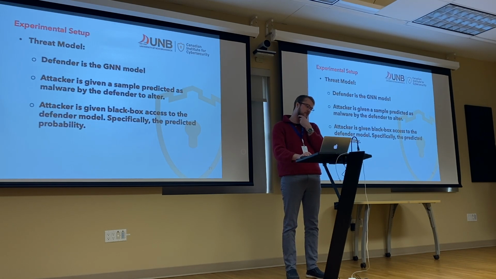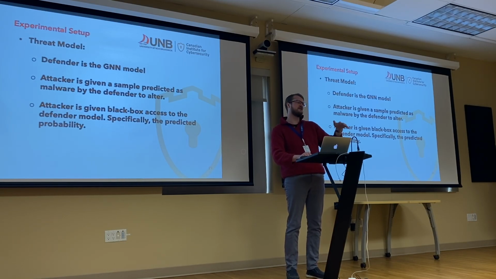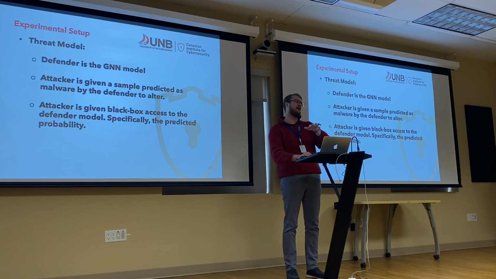Also, in terms of the threat model, the defender is the GNN model. I think we covered that a little bit. The attacker in this case is given a sample predicted as malware by the defender to alter. So it's not the case that the attacker is going to have to be perturbing malicious samples that were already predicted to be benign. That would kind of be silly. So that's the first case.